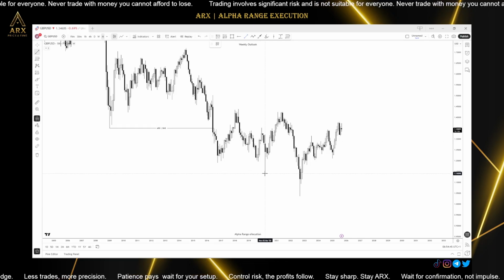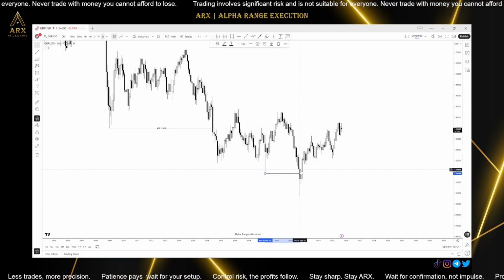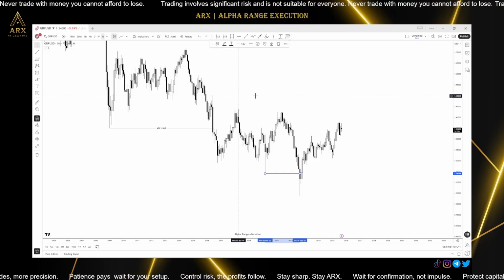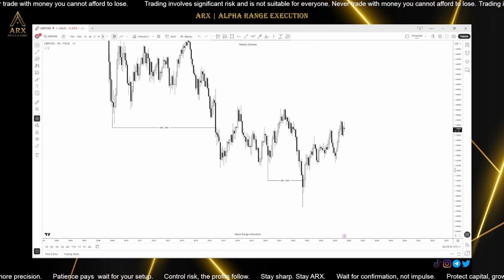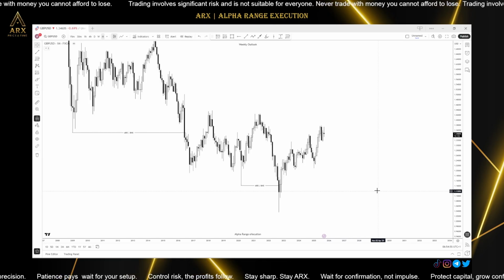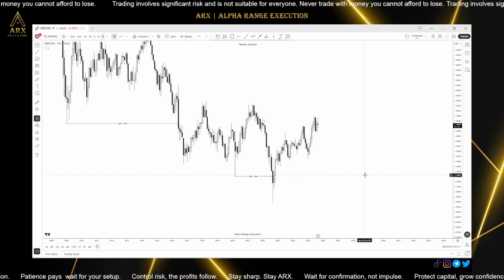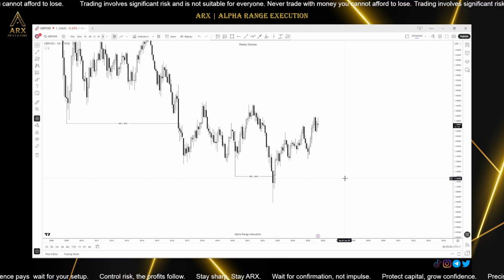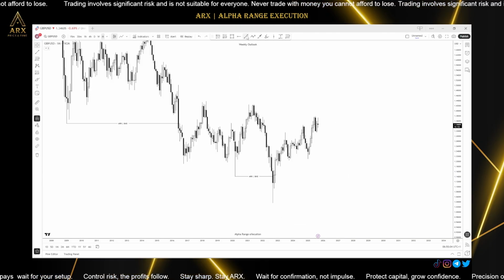Also you have this one as well. There we go. So that's what you need on the monthly. I don't check for anything else on the monthly time frame. I just want to see what is the probability of the direction.